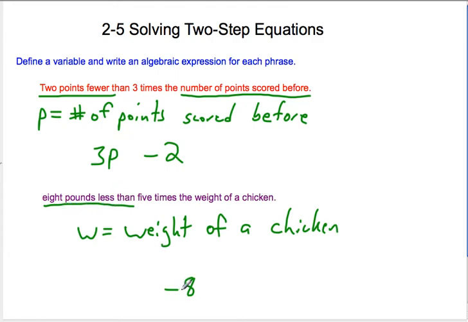8 pounds less than, still right there, 5 times the weight of a chicken. Well, if W is the weight of a chicken, 5 times that is 5W. And then 8 pounds less is this. So 8 pounds less than 5 times the weight of a chicken. That's it. So now we're going to go into solving two-step equations.